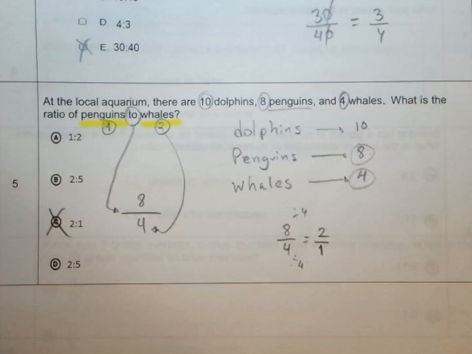So now this 8 over 4 also is represented as 2 over 1. Alright? Why? Because 8 divided by 4 is equal to 2, and 4 divided by 4 is 1. So the final answer is going to be letter C.